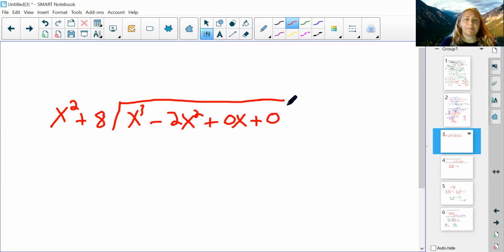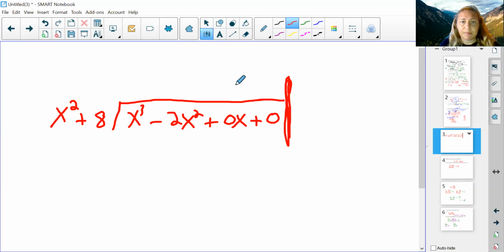All right, and I have to hold my place because then I know when I get to here, I'm done. Okay, and I don't have to worry about the remainder when it comes to finding the slant asymptote line. So then I ask myself, what do I need to multiply x squared by to make x cubed 0 out? I would need to multiply by an x, right? That's not too hard to figure out.